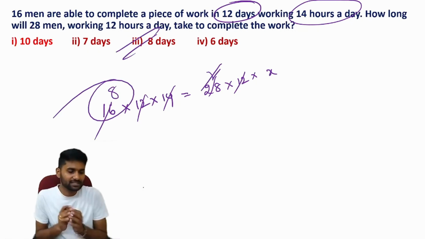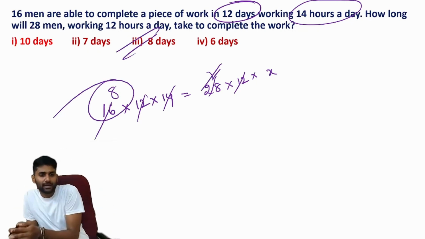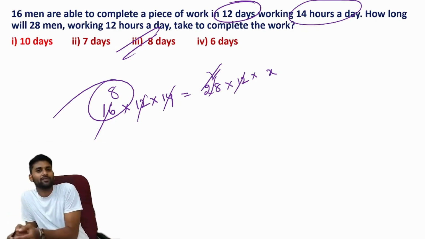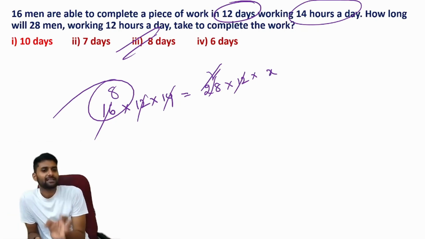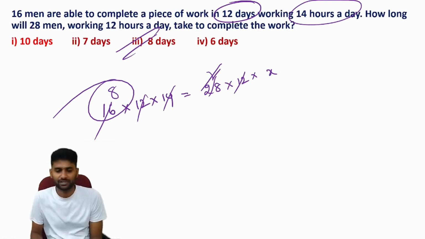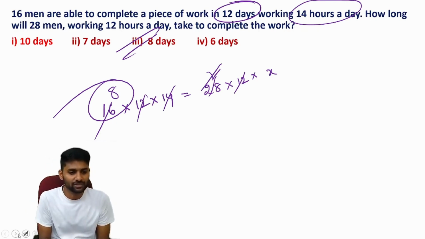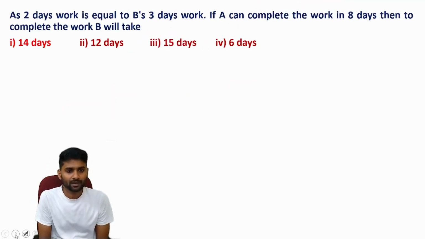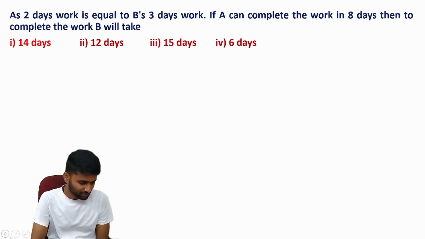Here the total work depends on how many persons are working, how many days and how many hours in each day. These three parameters will decide the total work in any given information. Just understand the concept here. Next. Go through this question guys.